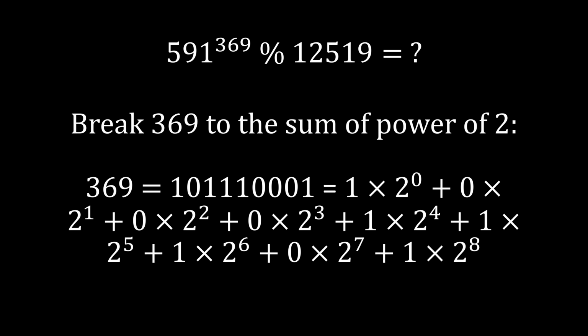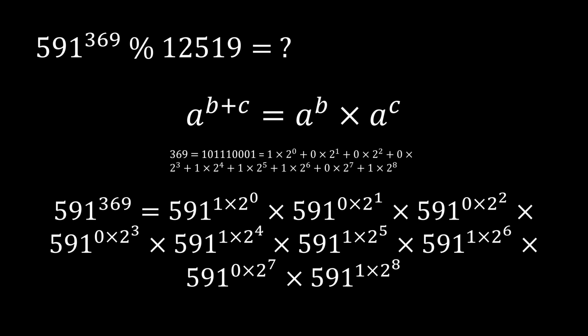The first step is to break the exponent into a sum of powers of 2. 369 in binary is 101110001. The sum of powers of 2 is another way to express it. From our last step, we can break the problem into this. If you don't understand at the first time, you can write it down on paper.